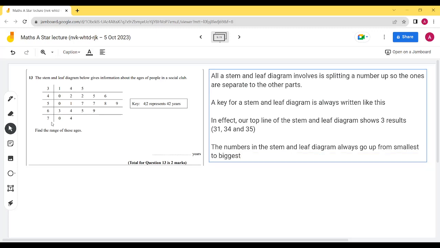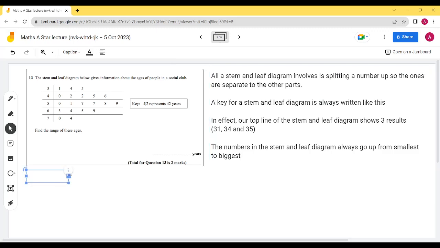And here we are asked to find the range of all these ages. And so to find range just equals biggest minus smallest. So our biggest result, in this case, we've got a 7 and 4, so we've got 74 minus 31, and so that equals 43.